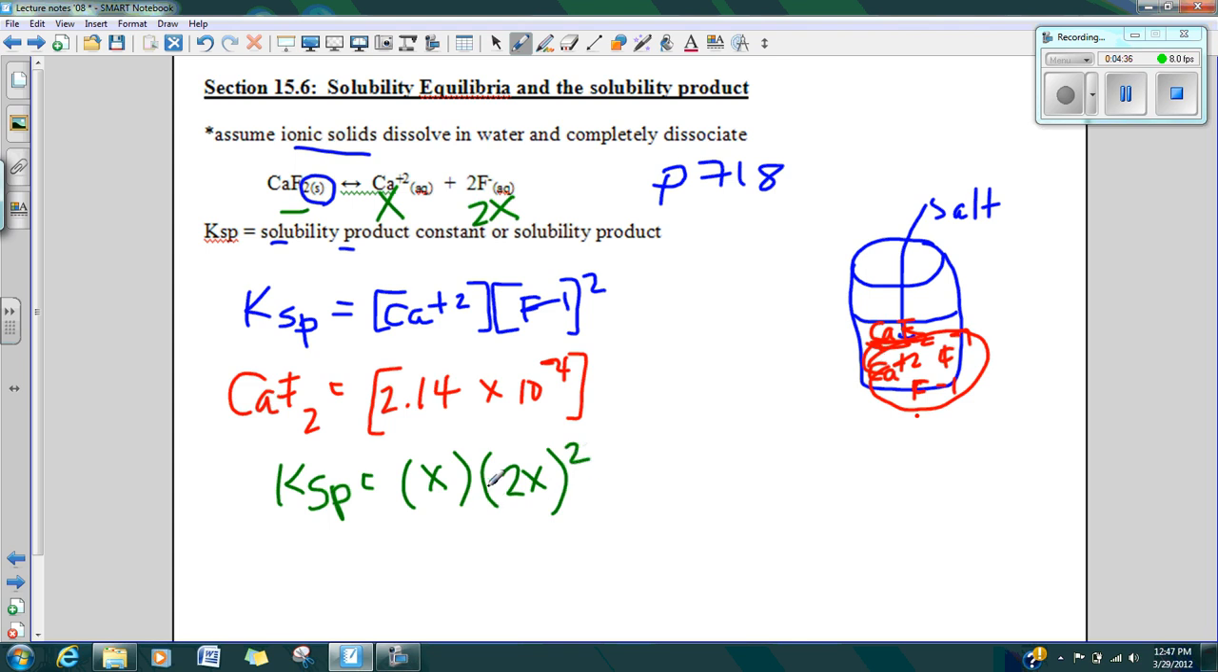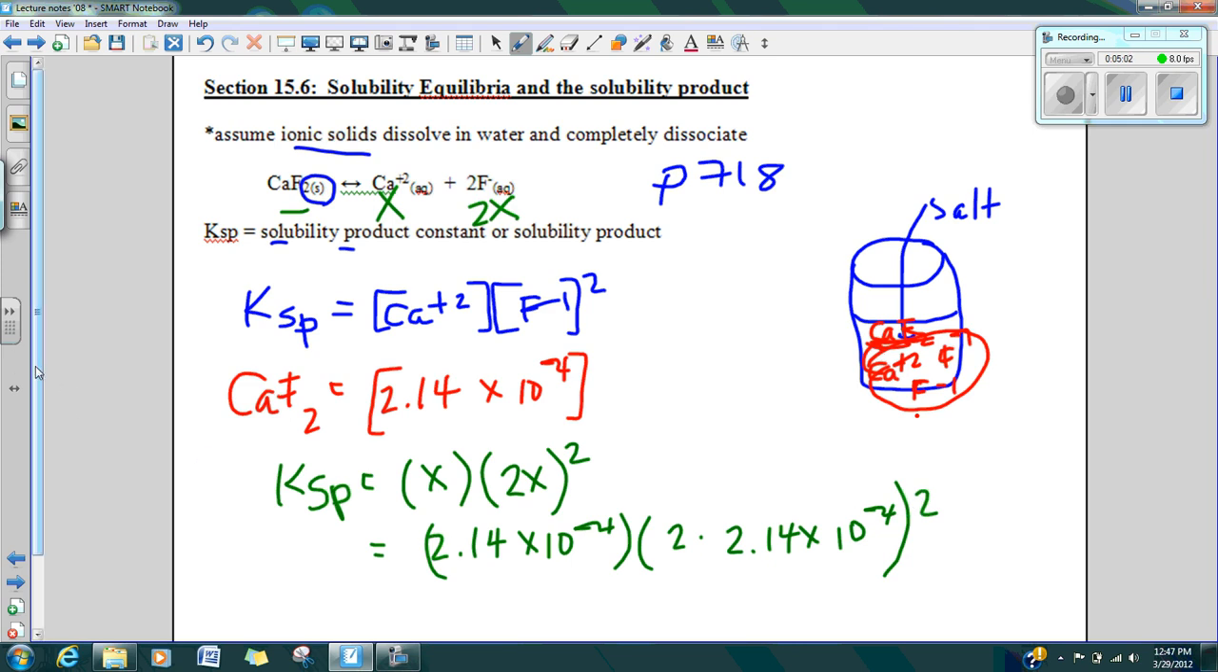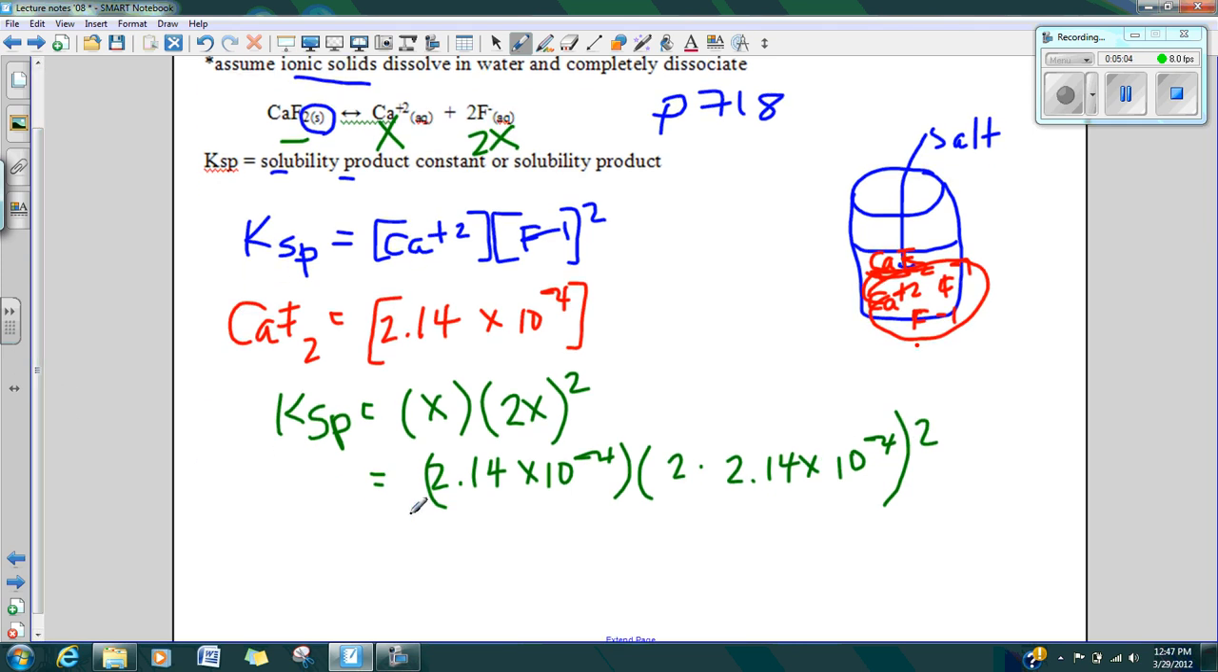So then I need to substitute this number in here. My solubility constant is 2.14 times 10 to the -4th, and then it is going to be 2 times this number, 2.14 times 10 to the -4th, and then this value is squared. So I calculate all of this, and I'm going to get my Ksp.